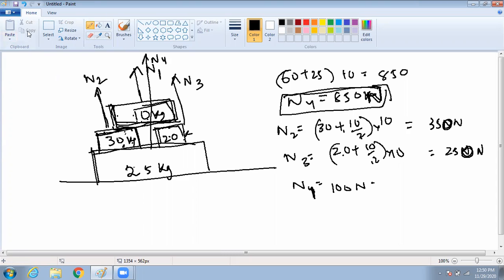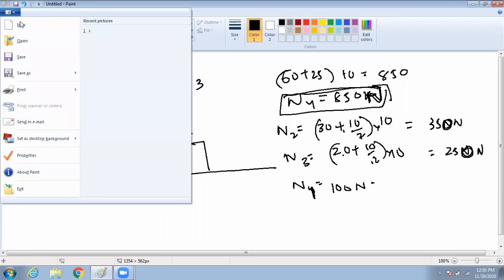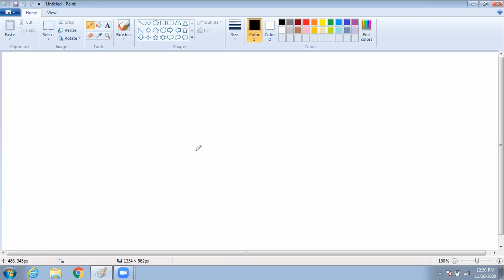Anybody has doubt? Devika, you have doubt? You tell me, I will repeat. No, sir. Okay. So next we'll go to Newton's second law of motion.